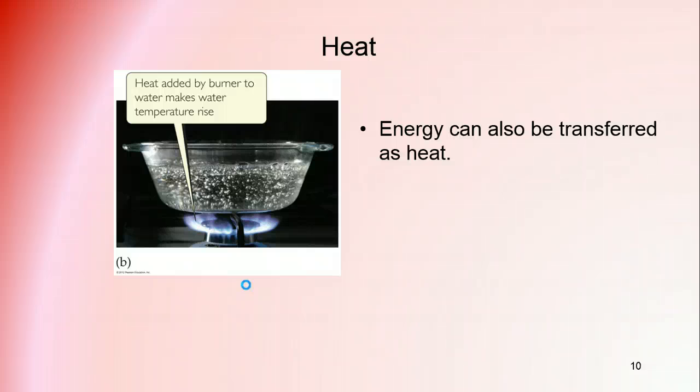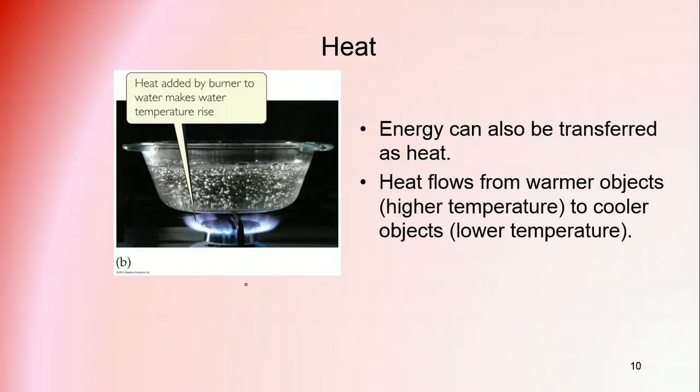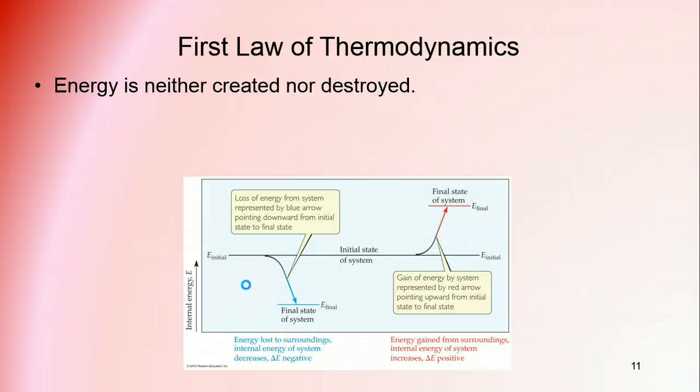So energy can be transferred as heat. Heat always flows from warmer objects or higher temperatures to cooler objects or lower temperatures. And that leads us to the first law of thermodynamics. So we've talked about what is energy, what's work, and what's heat. Those are our two forms of energy that we're looking at. We've talked about kinetic energy and potential energy.